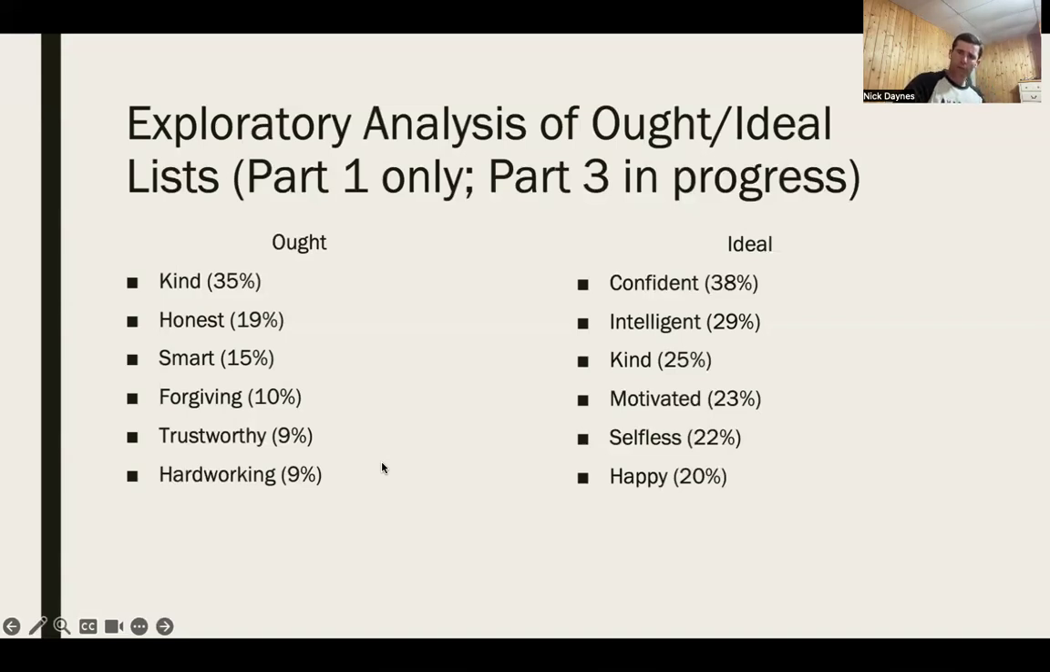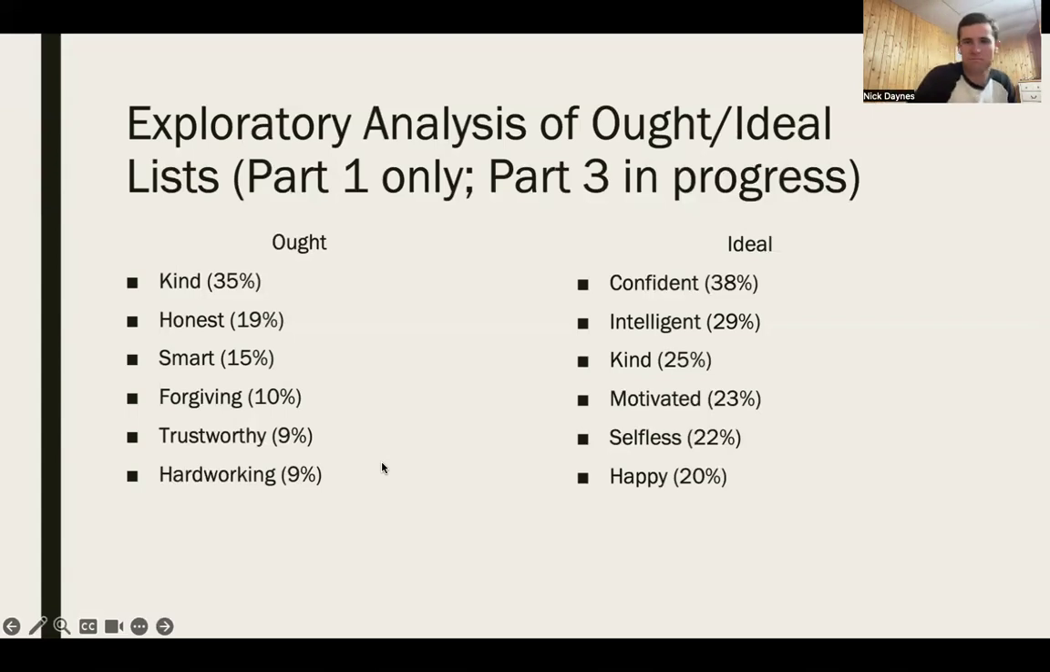So if you remember, for the integrated self-discrepancy index, people had to put 5 words that they thought described their ought self and 5 words that they thought described their ideal self. And these are the 6 most common words that were chosen. For the ought self: kind, honest, smart, forgiving, trustworthy, and hardworking. And for the ideal self: confident, intelligent, kind, motivated, selfless, and happy.